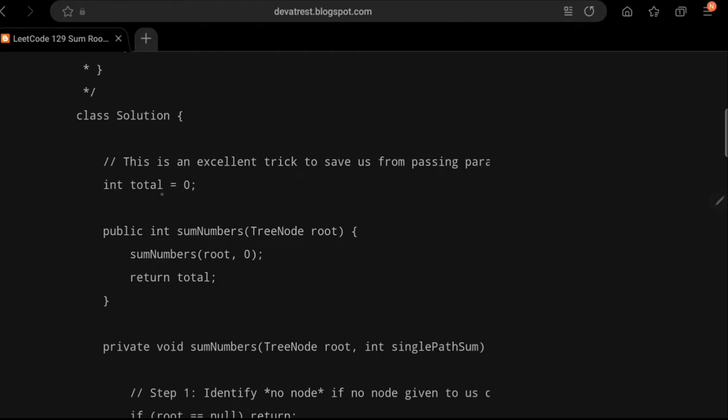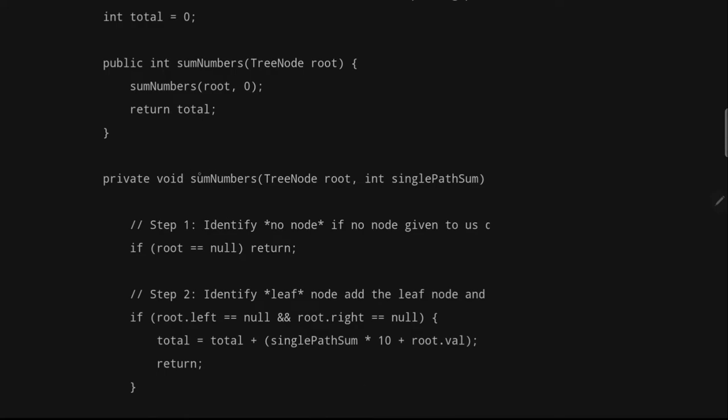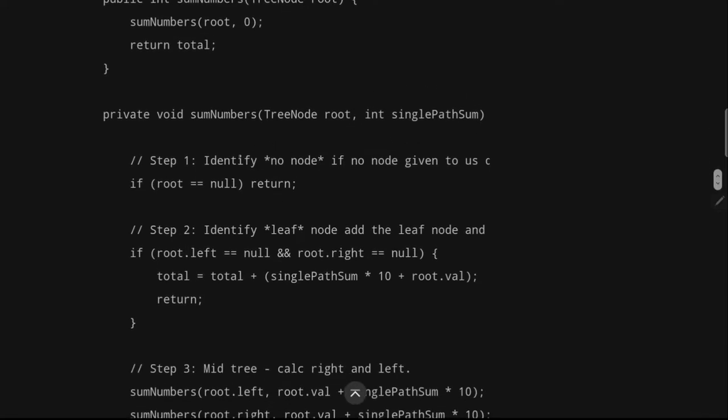We just have a member field total here, and then we call the recursive function sum numbers with the root node and with the single path sum. Step 1, identify no node scenario. In this case, just return, we have nothing to do. We don't have a root node here.